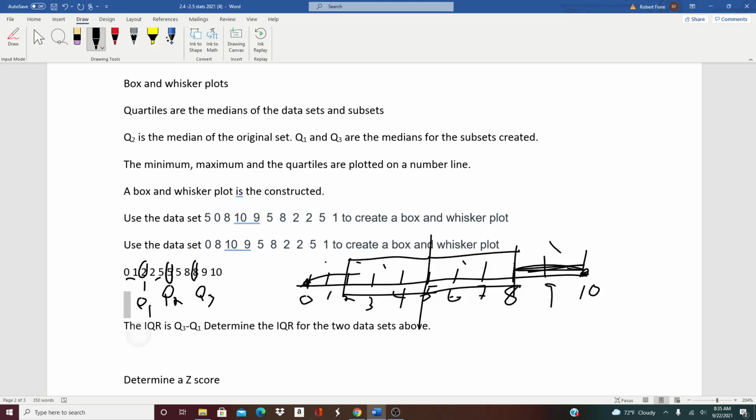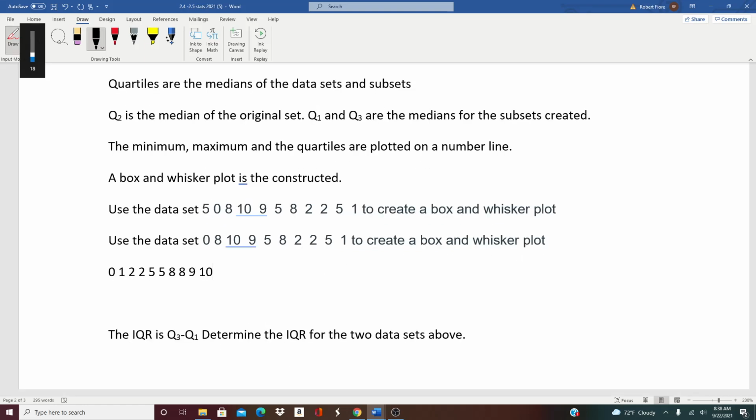I want to find the interquartile range, which is found by doing Q3 minus Q1. Well, in this case, Q3 was 8 and Q1 was 2. So 8 minus 2 is 6. So my interquartile range for these values is 6. It shows me how far out the numbers are spread.